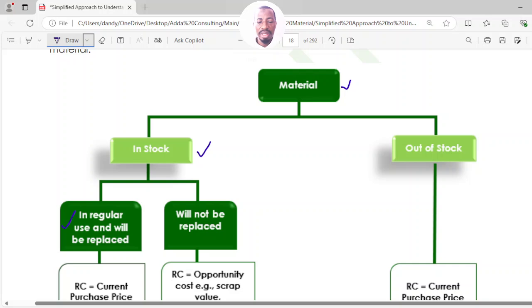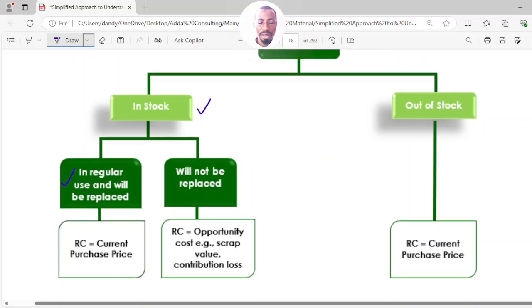Therefore, what is the relevant cost? The relevant cost of the material will be the current purchase price. I will take it again. You have this material in the warehouse or in store, and you are told that it's in frequent use and will be replaced. Then relevant cost will represent the replacement cost, that is the current purchase price.